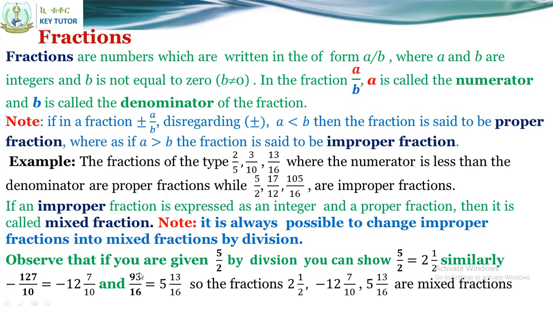And the last one we want to consider is 93 over 16. This also can be written as 80 plus 13. The 80 part, when you divide it by 16, gives you 5. The remaining 13 with that of 16 gives you 13 over 16. Together you have 5 and 13 over 16, which is the mixed fraction form of 93 over 16. So altogether the fractions 2 and a half, negative 12 and 7 over 10, 5 and 13 over 16 are mixed fractions.